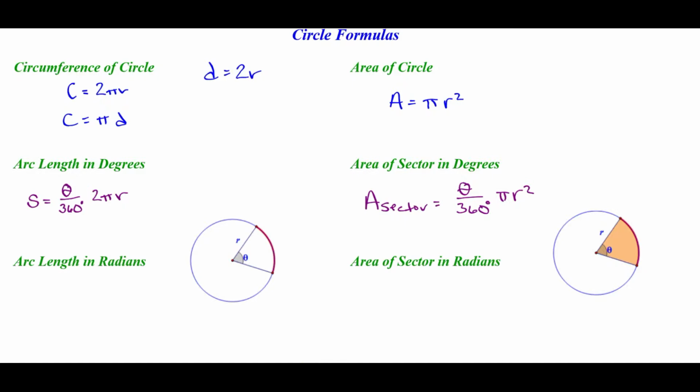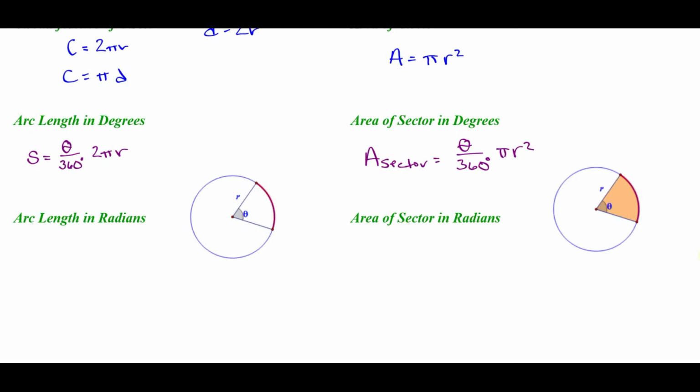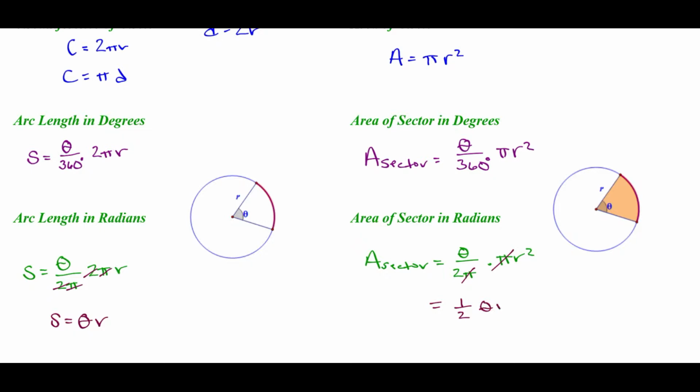If we change that to an angle measure that is in radians, then our formulas change just a little bit. So here arc length is theta over, instead of 360, 2 pi, because that's a whole circle in radians, and then we would have 2 pi r. Here the pi's and the 2's are going to cancel out, so we're left with arc length is theta times r. Additionally, area of a sector is theta over 2 pi times pi r squared. In this case, only the pi's can cancel out, and we would be left with 1/2 theta r squared.